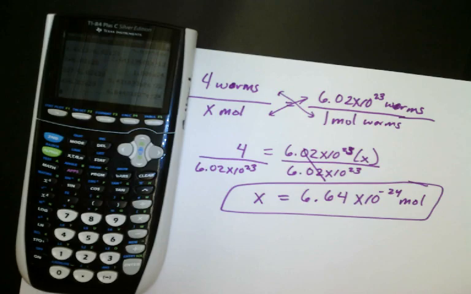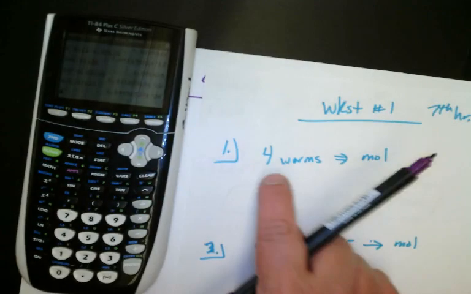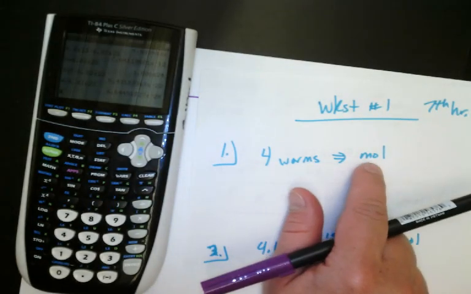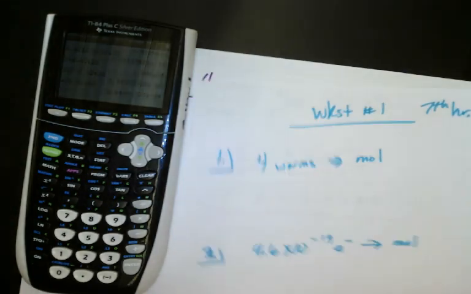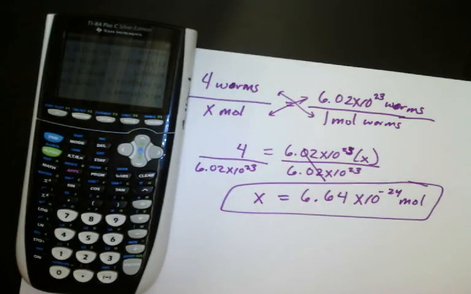I didn't write that though. I said 4 worms is equal to how many moles? Okay? So do you understand number 1? Did you write it down on your paper so you can study this for your quiz?